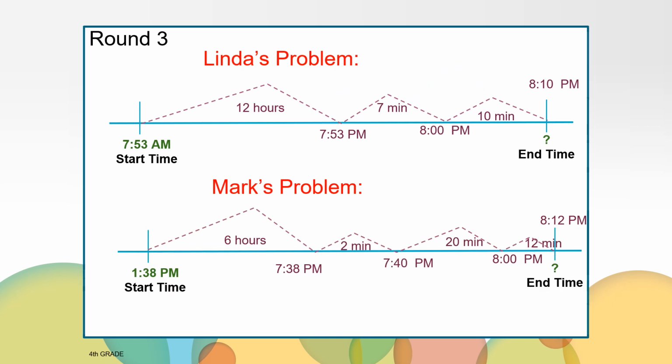Now take a look at Mark's number line. Can you find the 6 hours and 34 minutes that he was on the train on the number line?